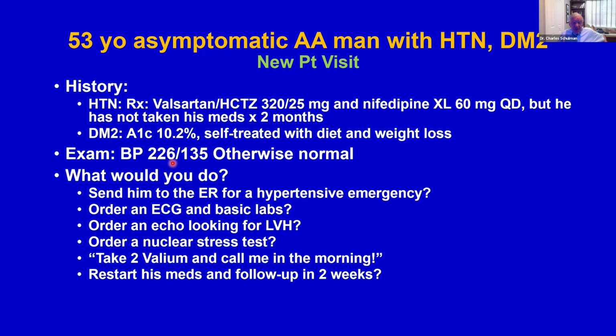On exam, this person had a blood pressure of 226 over 135, but his exam was otherwise entirely normal. And so, what would you do? Is this a hypertensive emergency? Order an ECG and basic labs, order an echo looking for LVH, order a nuclear stress test, take 2 Valium and call me in the morning.